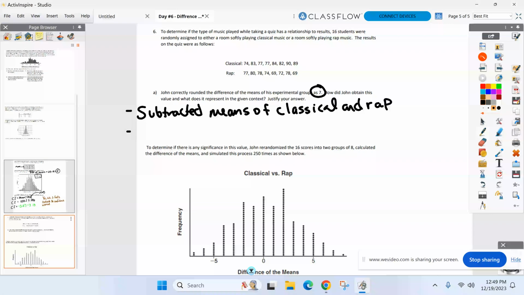The classical mean was 7 higher than the rap mean. Well, yeah, on average, the kids who listen to classical scored 7 points higher. Okay, that's what it means. All right, so on average, classical scored 7 points higher than rap.